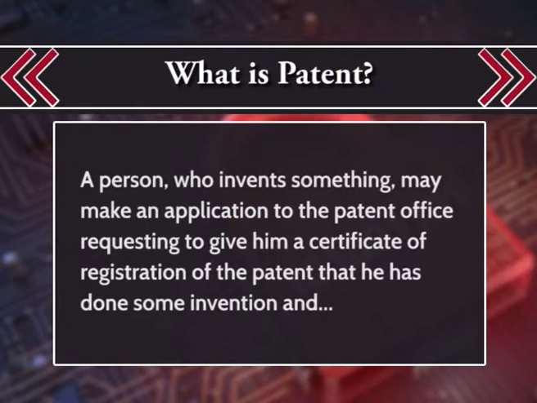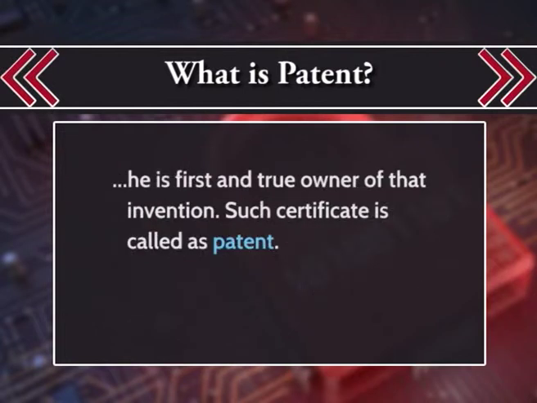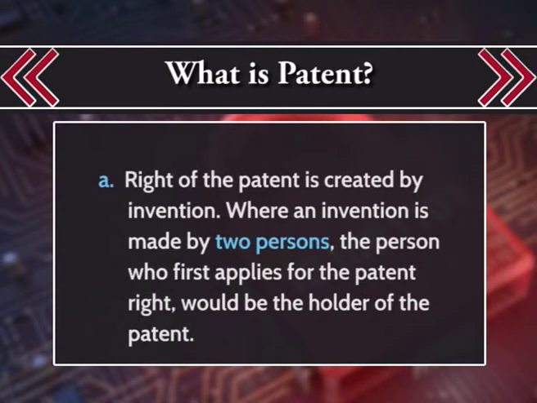A person who invents something may make an application to the patent office requesting to give him a certificate of registration of the patent that he has done some invention and he is the first and true owner of that invention. Such certificate is called as patent. Therefore, right of the patent is created by invention, where an invention is made by two persons. The person who first applies for the patent right would be the holder of the patent.